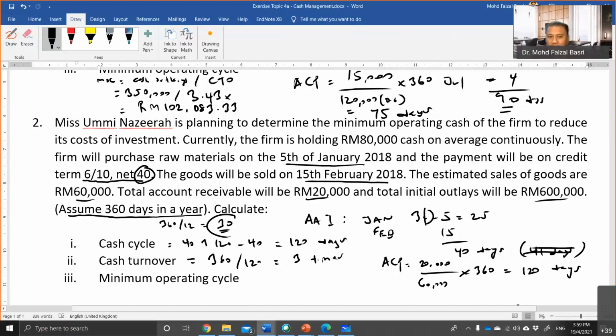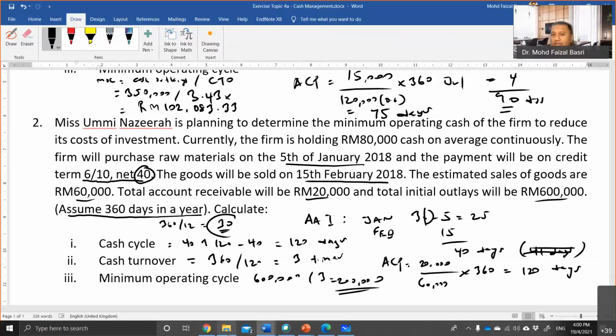3 times. Okay, times. And the MOC is based on outlay. Outlay is 600,000. So 600,000 divided by 3. Okay, 200,000. So basically that's the answer for all three.